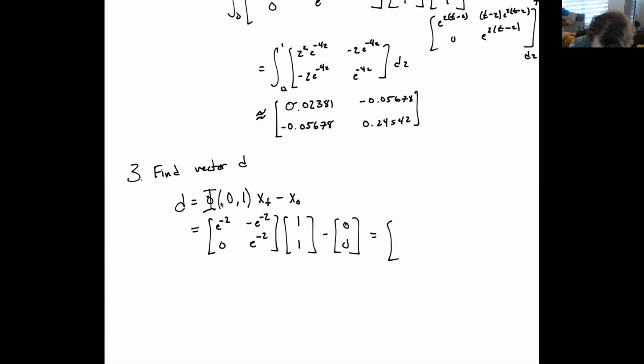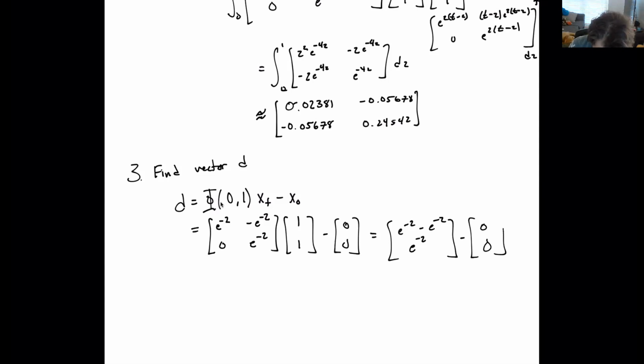All right, so then this will be equal to e minus 2 minus e to the minus 2, and then we get e to the minus 2 minus 0, 0. So you're evaluating e to the minus 2, which is equal to 0 and 0.13534. Okay, so that's the end of step 3.